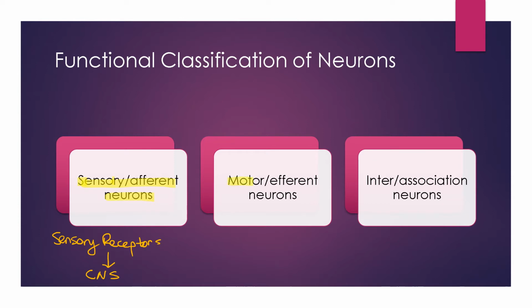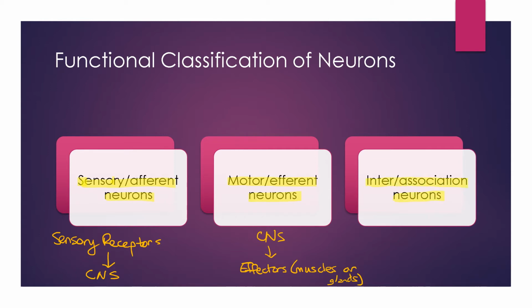Motor neurons are also called efferent neurons. These send information away from the central nervous system to effectors, usually which are muscles or glands. So information from the central nervous system to effectors. Muscles or glands, usually.